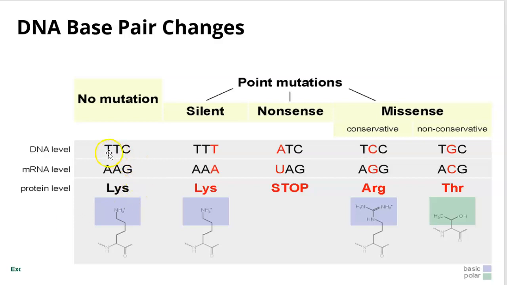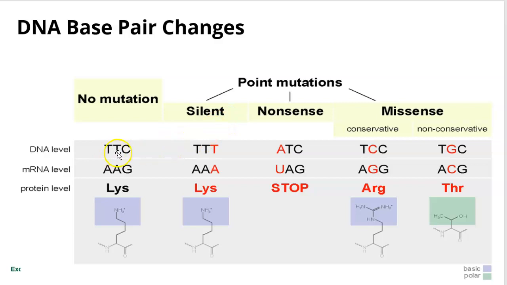So the DNA is TTC, goes to AAG, and puts in the protein the amino acid lysine. But what if we go from TTC to TTT? Well, we still put in lysine. So it doesn't change, and this is silent. It wouldn't even make it onto any report because who cares?